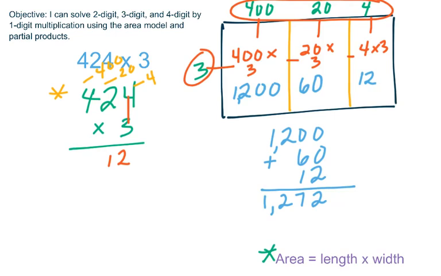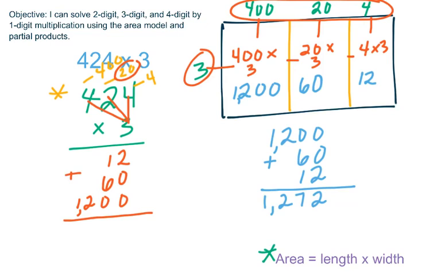Then I take my 3 and I multiply by the tens place. So 3 times not just a 2, but a 20. 3 times 20 is 60. And finally, my 3 times my 100 place, not just 3 times 4, but 3 times 400, is 1,200. And then again, just like the area model, once I've solved all of those, I add them up.